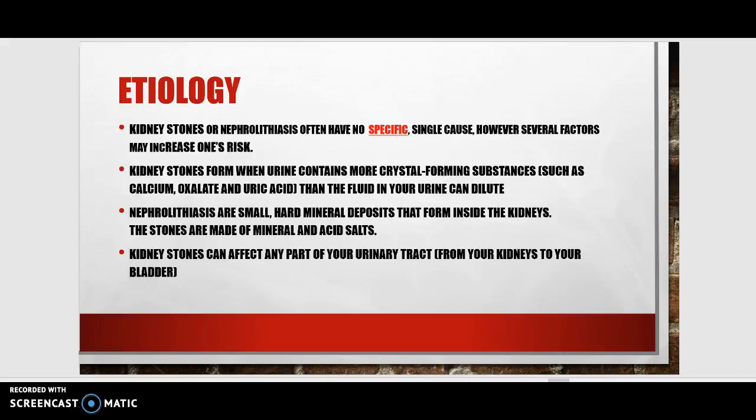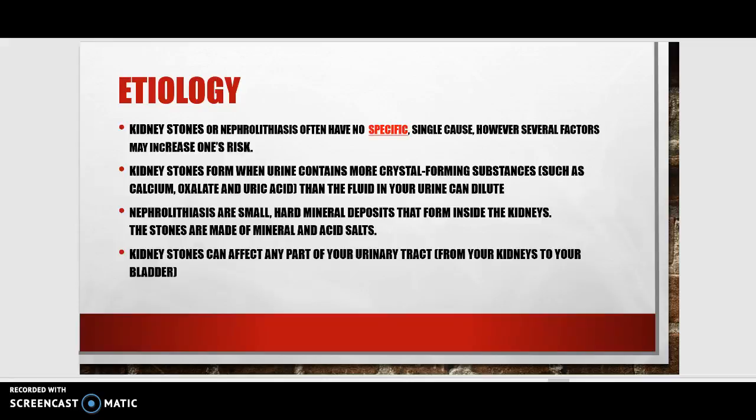Etiology. Kidney stones or nephrolithiasis often have no specific single cause. However, several factors may increase one's risk. Kidney stones form when urine contains more crystal-forming substances such as calcium oxalate and uric acid than the fluid in your urine can dilute.